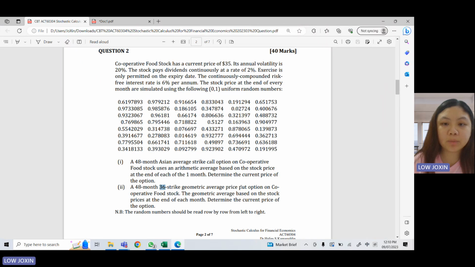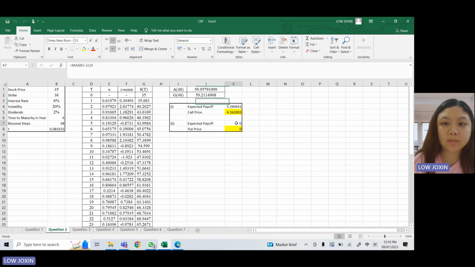So our strike price here will be 36, and for our stock price, we will use this G48. And since this is a put, the payoff is K minus S_T, so our expected payoff will be 36 minus G48, which is a negative value, so our expected payoff will take 0 instead. And our put price will be the discounted expected payoff, so 0 discounted back to time 0 is still 0. So this is question 2.